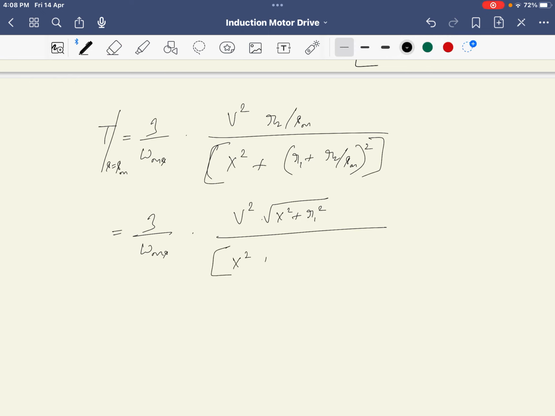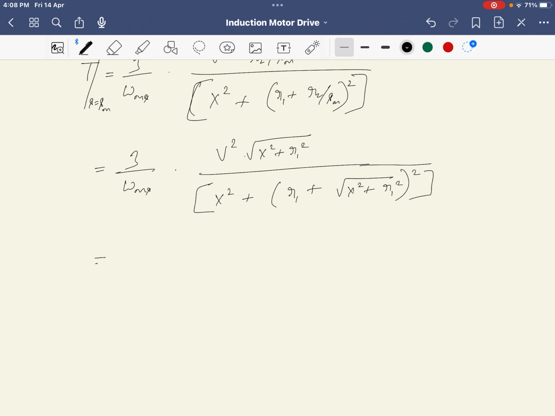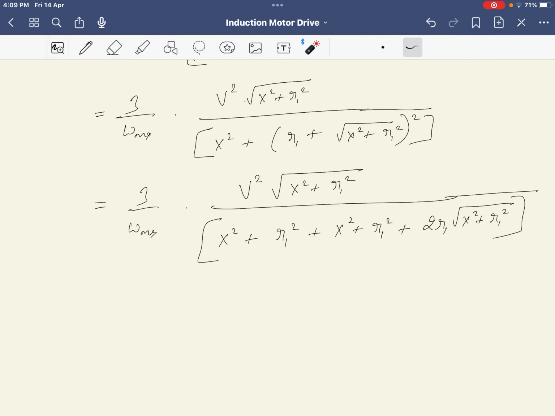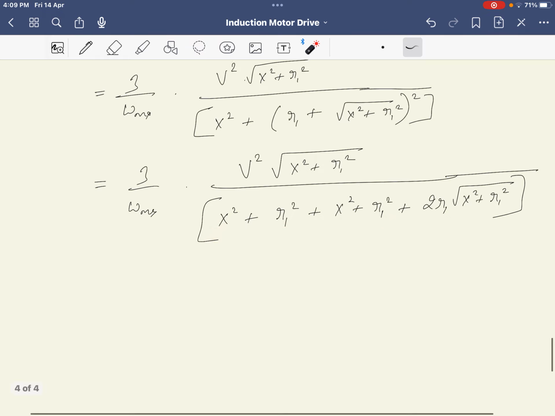Like, let us write this as x square plus (R1 plus R2 by S) as root over of x square plus R1 square. Like this also we can write, right? So we can have a square plus b square in this way. So now if we rewrite this again, this is V square root over of x square plus R1 square. And the lower term will be x square plus the square of these terms, R1 square plus the square of the second term. The root over term will be out, plus 2 times R1 root over of R1 square, this much. So what we are going to observe here is x is 2 times, R1 is 2 times. So take it together.